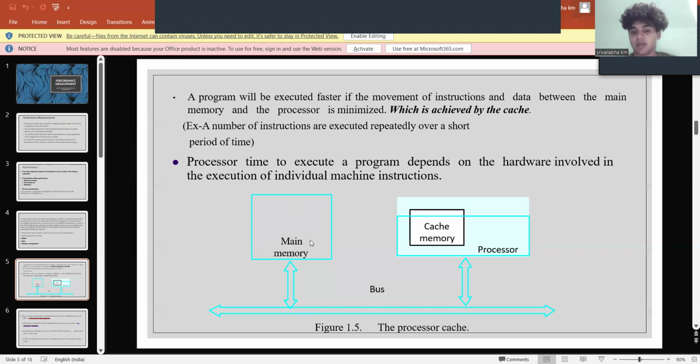This is the main memory, this is the cache memory, and this is the processor. Both form the processor cache. This is the main memory, this is the cache memory, and this is the bus. The whole of this is known as the processor cache.